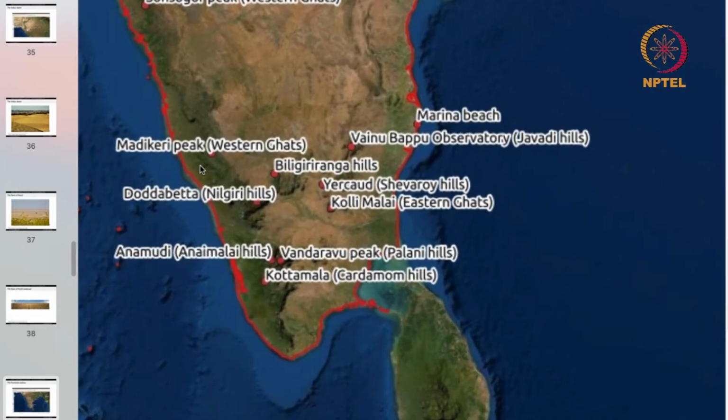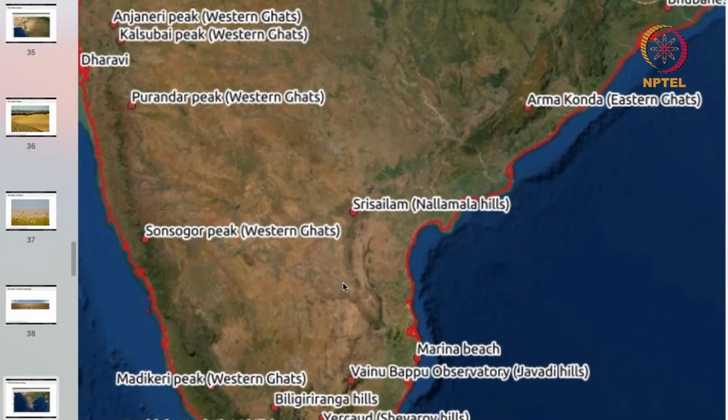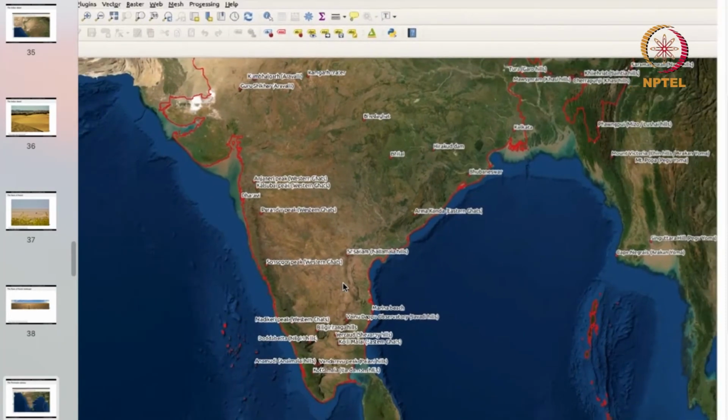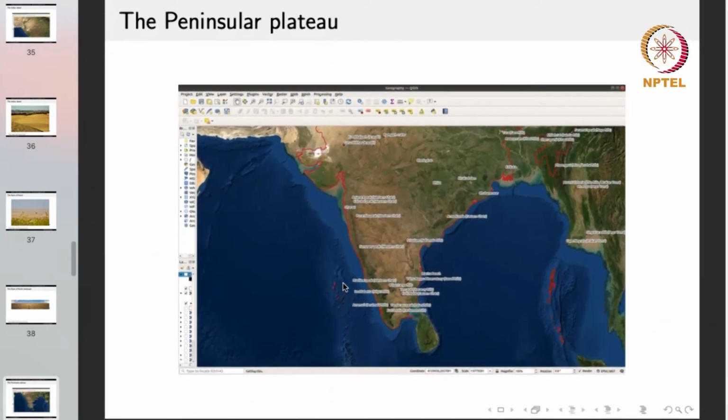Then towards the south we have the Nilgiri Hills with this peak called Dodabetta. We have the Biligiri Ranga Hills here and the Javadi Hills here. So we have Javadi and Shiravoy Hills. Then we have this Kolimalai, which is a part of the Eastern Ghats. And then down south in Kerala we have the Anaimalai Hills with places like Anamudi and the Palani and the Cardamom Hills. So this is essentially a highland area that we have in the form of the peninsular plateau.